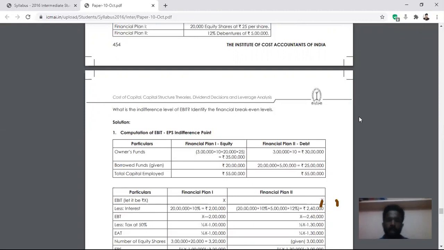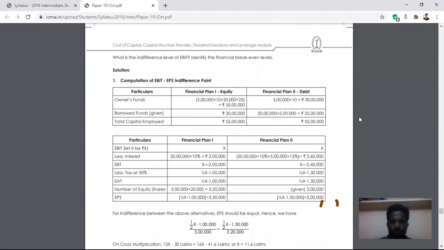And in financial plan 2, owner's funds will remain the same, 3 lakh into 10, that is 30 lakhs, and borrowed funds increase from the current debt of 20 lakhs, as you are procuring another 5 lakhs as 12% debentures. So it will increase to 25 lakhs. Total capital employed is 55 lakhs in financial plan 2 also. That is table number 1.